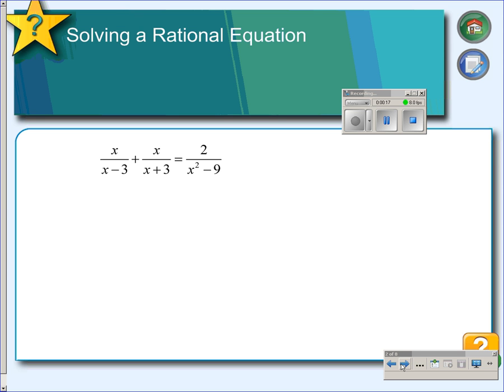In order to solve a rational equation, the first thing you want to do is find a common denominator. So in order to do that, you want to make sure all your denominators have been factored. So this one should be factored. So let me rewrite.